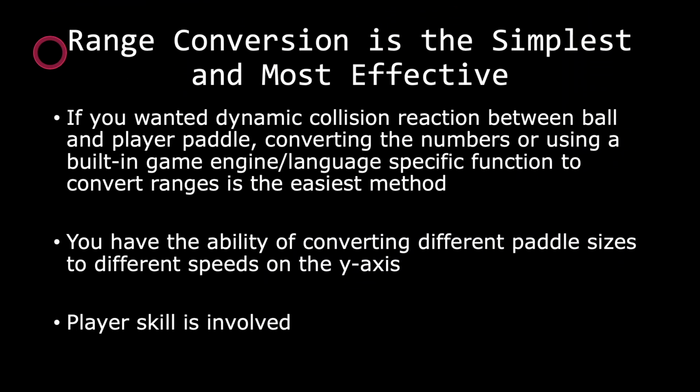Regardless, range conversion is the simplest and most effective solution to our dynamic reaction for our player paddle and the ball. If you wanted dynamic collision reaction between ball and player paddle, converting the numbers or using a built-in game engine specific function to convert ranges is the easiest method. You have the ability of converting different paddle sizes to different speeds on the y-axis. That means that no matter how big or small your paddles are, the range it converts to will never change. And in this case, player skill is now involved when playing our game.